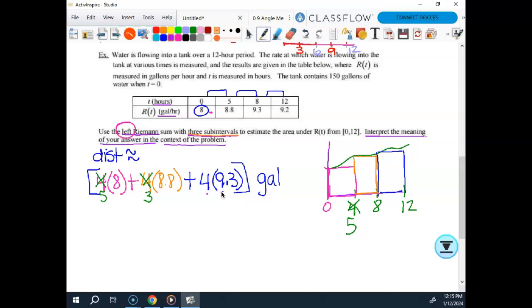Okay, so we got however many gallons, right? And so I'm going to go back and reread the question. And it says water is flowing into the tank over a 12-hour period. So that makes me think, this is gallons of water, right? The rate at which the water is flowing into the tank at various times is measured, and the results are given in the table below. And blah, blah, blah. The tank contains 150 gallons. Use left Riemann sums with 3 subintervals. Does not say equal. Pay attention to that. To estimate the area under the curve. So it just says to estimate the area.